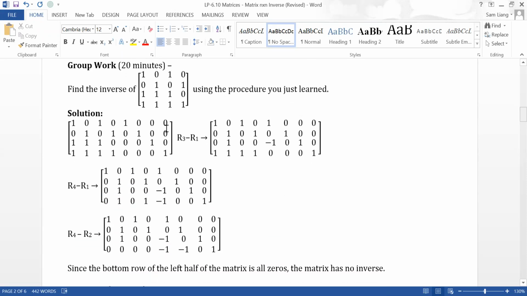Anyways, let me start off with the solution here. Again, we're going to augment this matrix here with I4, right here, and then we're going to use Gauss-Jordan elimination.